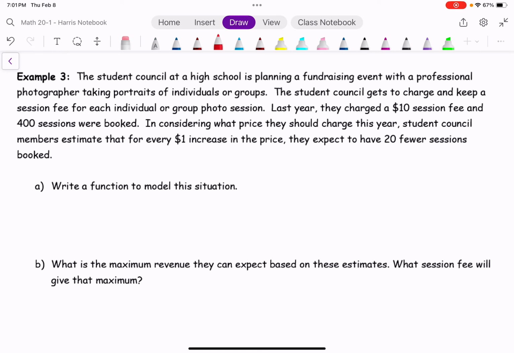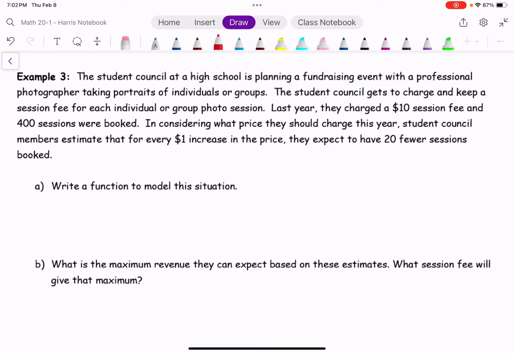Okay, so it says the student council at a high school is planning a fundraising event with a professional photographer taking portraits of individuals or groups. The student council gets to charge and keep a session fee for each individual or group photo session. Last year, they charged $10 a session, and 400 sessions were booked. In considering what price they should charge this year, student council members estimate that for every dollar increase in the price, they expect to have 20 fewer sessions booked.